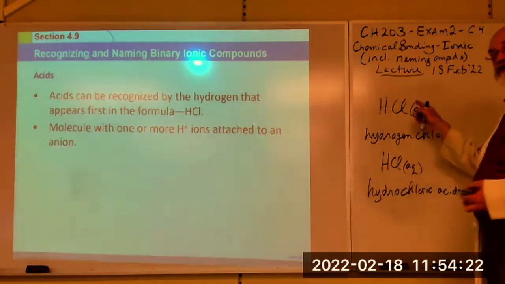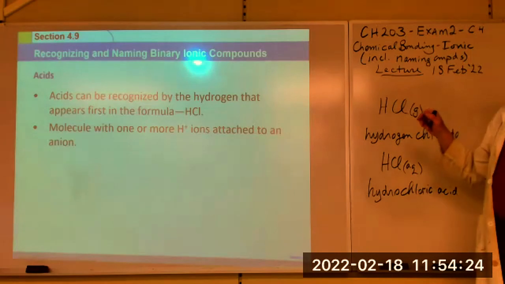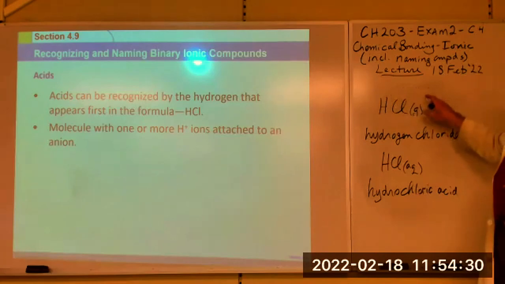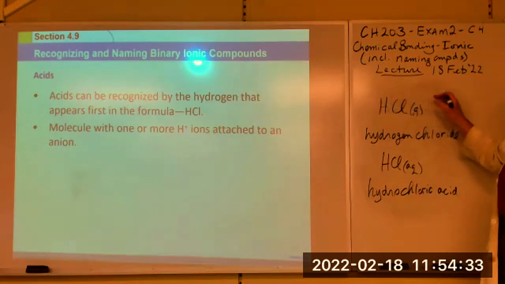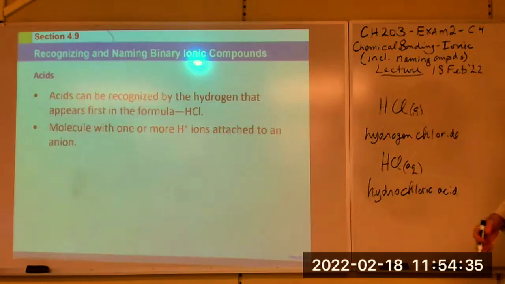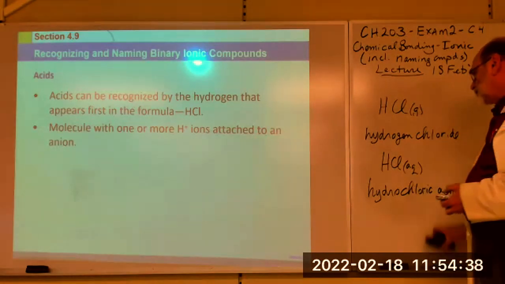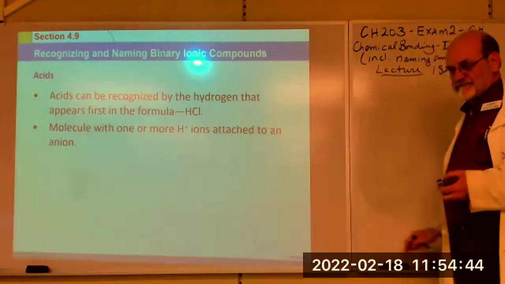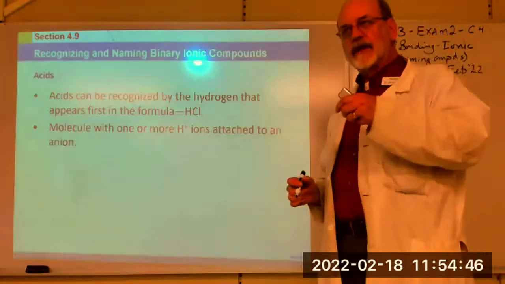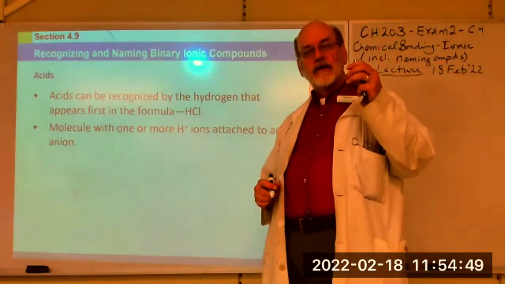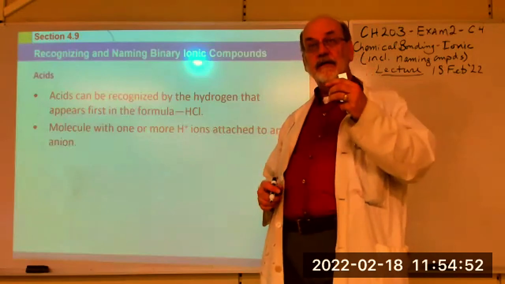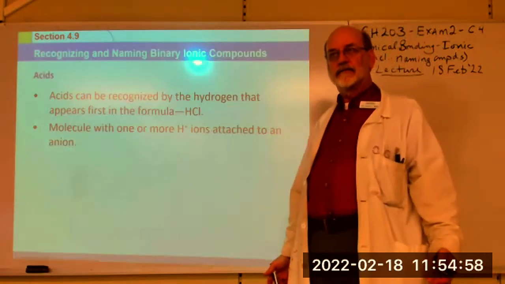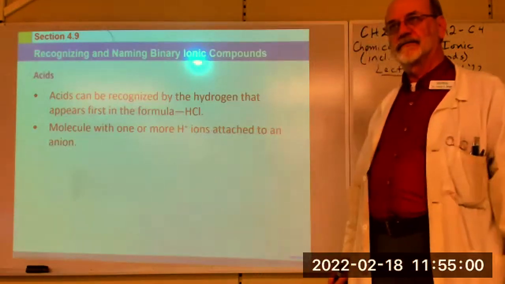Now, if you have an oxygen in here anywhere, in that part of the molecule, you don't use hydro. You go to that part of the molecule absent the hydrogen, and then you follow rules to name it from there. And that's what we're going to get to next. And maybe not coincidentally, if you've got an acid that has oxygen in it, that anion part of the molecule is going to be a polyatomic ion. It has to be.